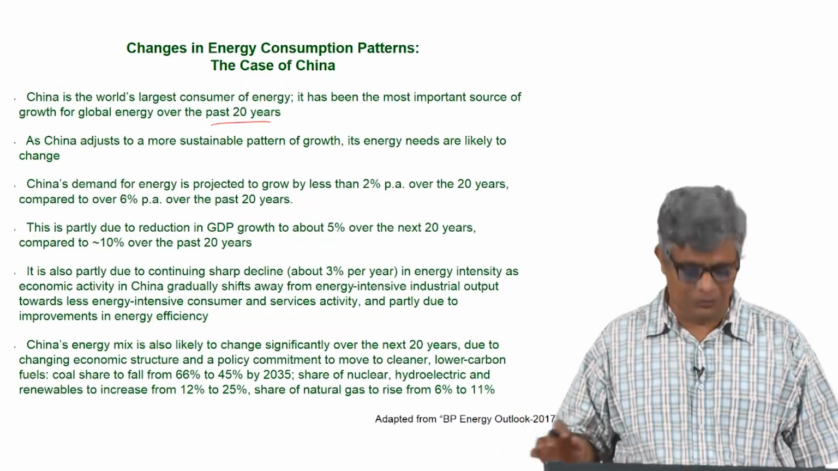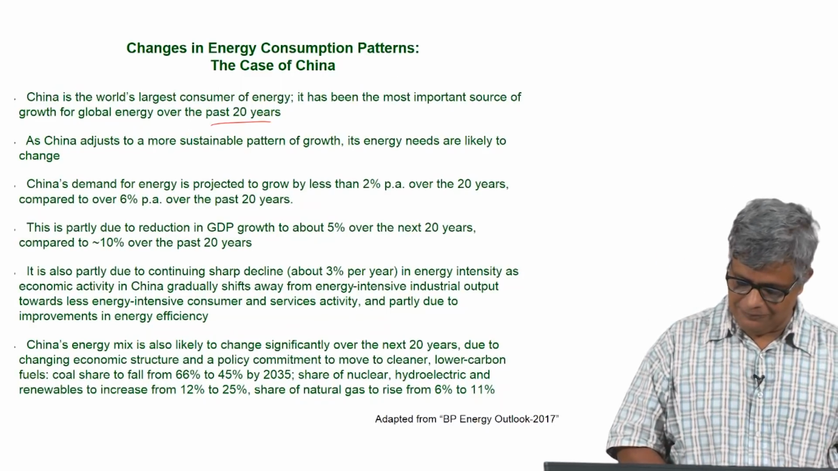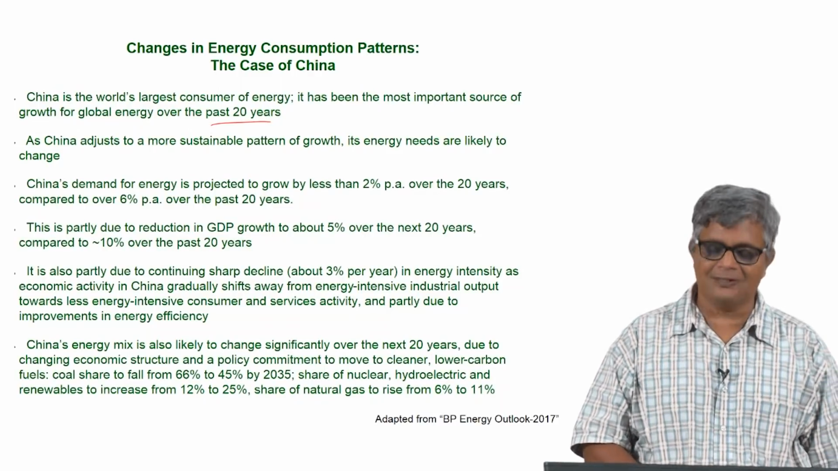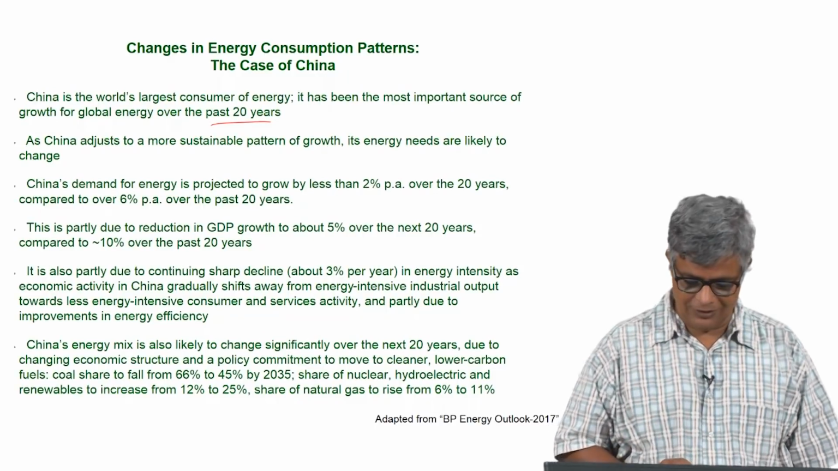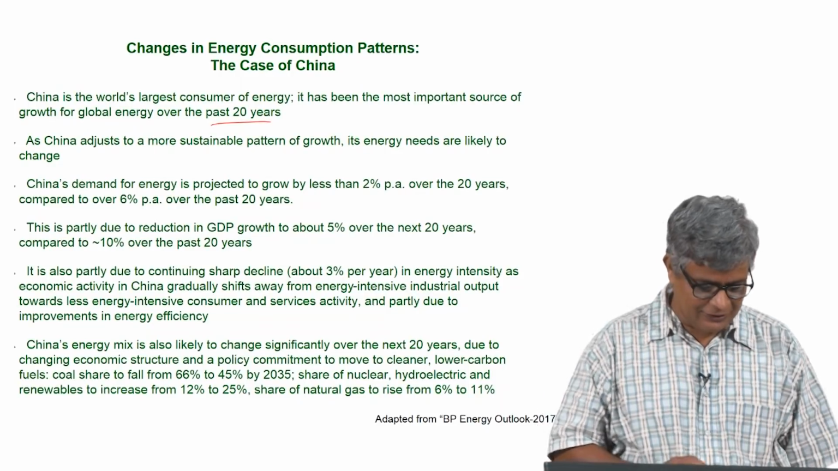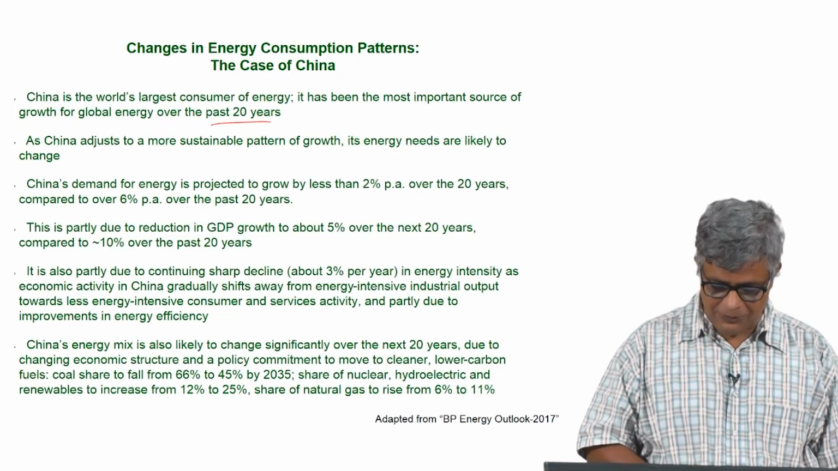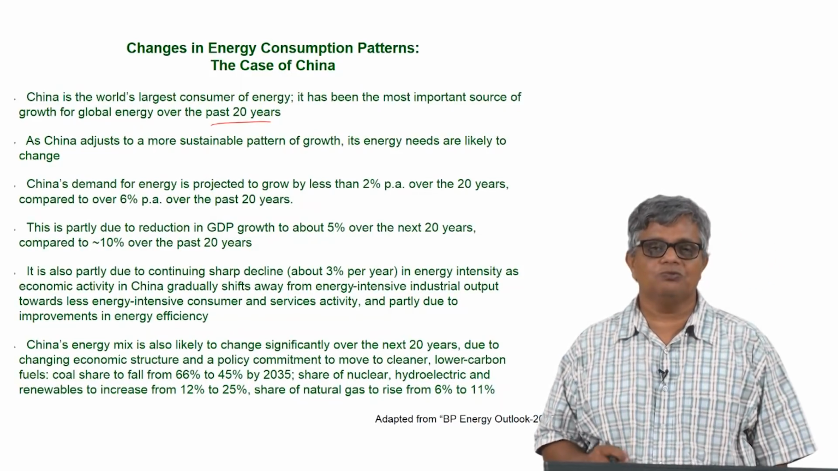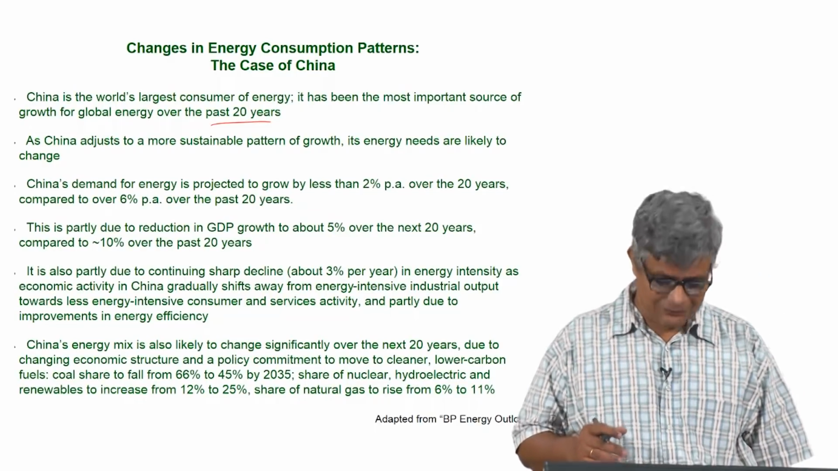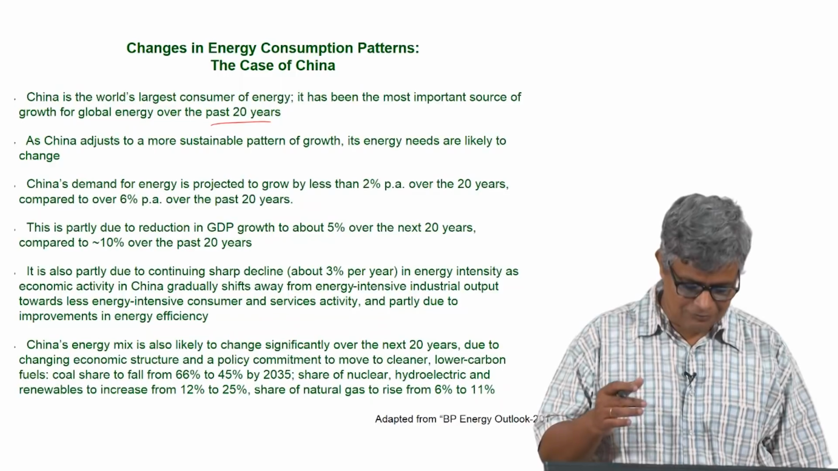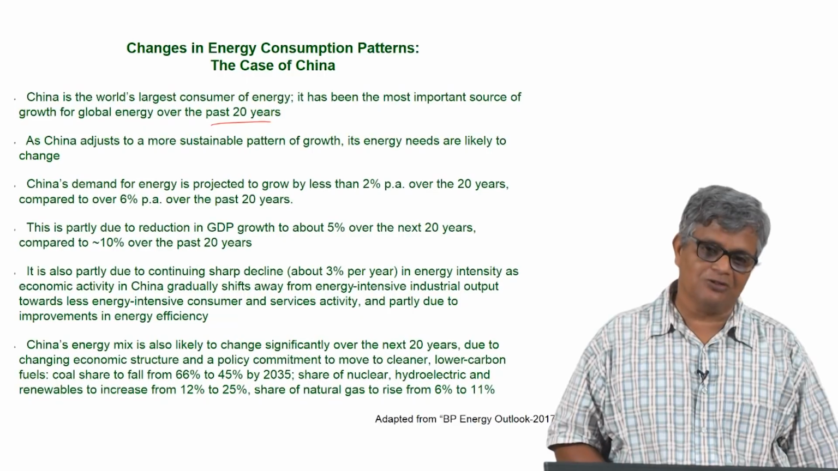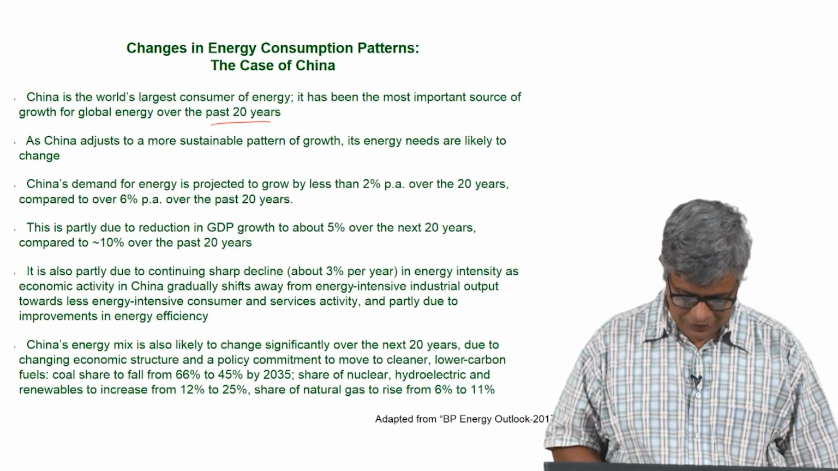Okay. This is set to go down, and coal share in the energy mix is going to go down from 66% to 45% by 2035. It is still a large part, 45%. Share of nuclear, hydroelectric and renewables is to increase from 12% to 25%. China is the world leader in terms of renewables, but even that kind of thing sustained for the next 20 years is going to increase the share maybe to 25% only, and that is not coming just from renewables, but also from hydroelectric and especially nuclear.